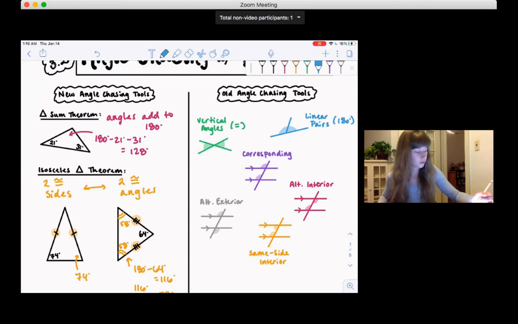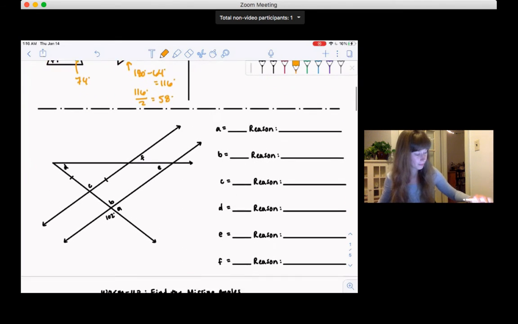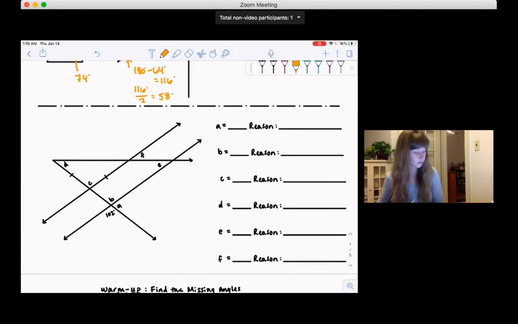Corresponding angles, those happen when lines are cut by a transversal and they are matching corners and they are equal. Alternate interior, alternate exterior are also equal to each other. And then finally, we have same side interior, which we know add up to 180. So we're slowly expanding our angle chasing toolbox. Okay, now let's put all of this together and do an angle chase. So we're going to find all of our missing angles.